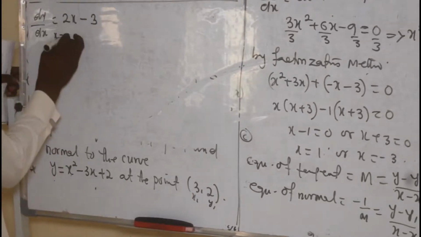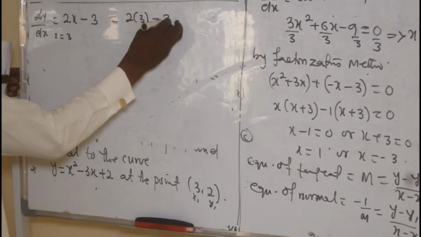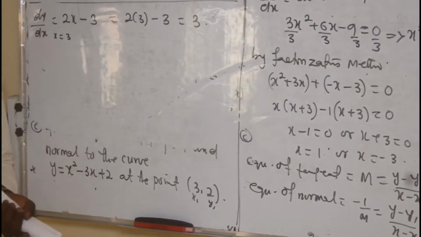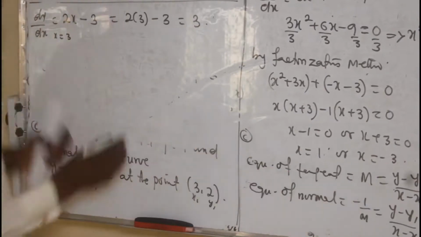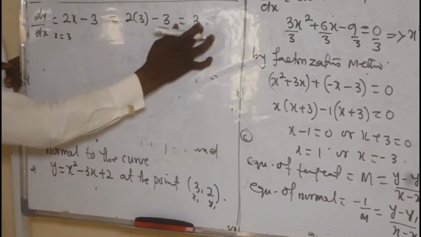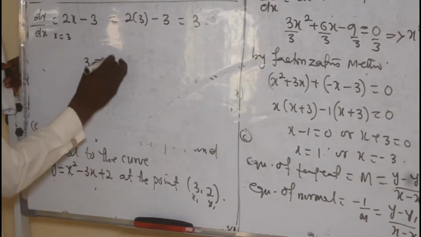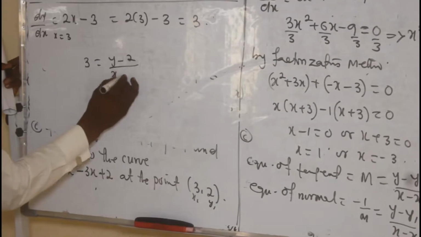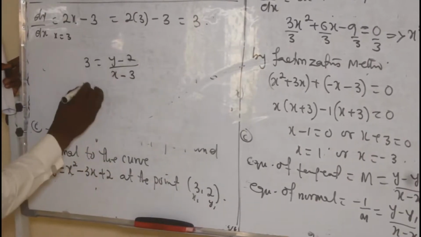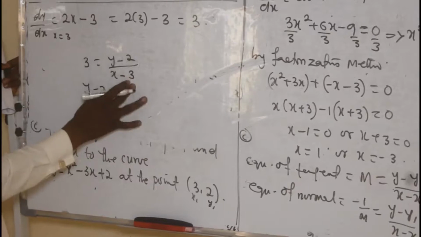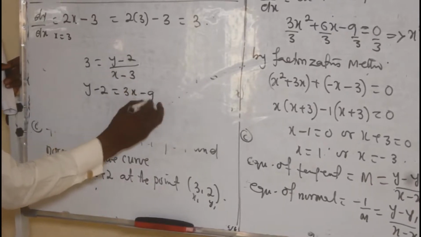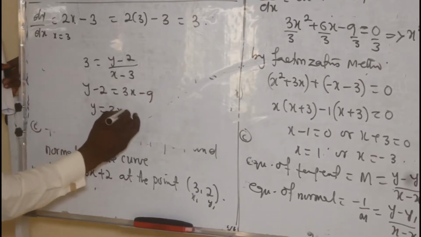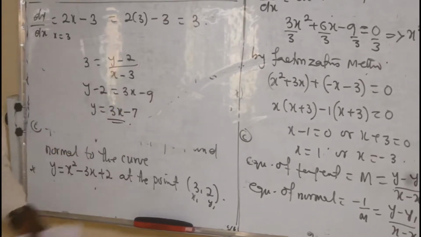At x is equal to 3, so we are going to have 2 times 3 minus 3, which is 6 minus 3 is equal to 3. And you know we said the gradient is known as m, right? So just substitute it here. What is our m now? 3. So we have 3 is equal to y minus y1, and the question has given us 2 over x minus 3. So just cross multiply: y minus 2 is equal to 3x minus 9. So y is equal to 3x minus 9 plus 2, which is going to give us 3x minus 7. So that is the equation of tangent.